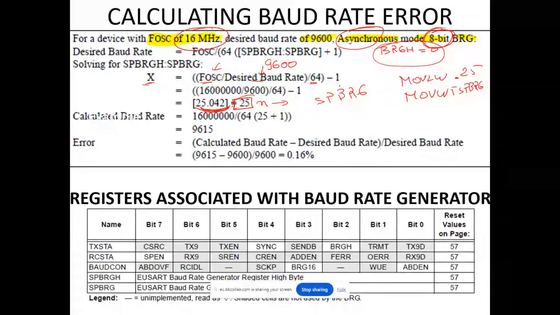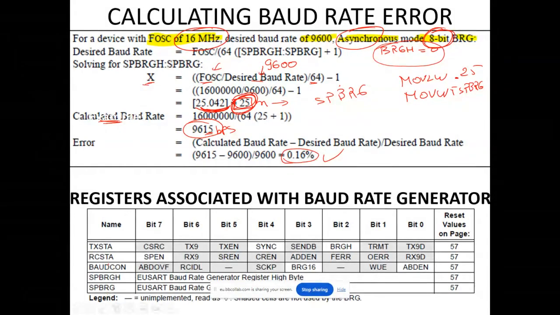Okay, so now we selected n equals 25. Let's calculate now the baud rate with this n, because we didn't select 25.042. We selected 25. So if you select the 25, you can calculate again the baud rate by using the same formula. You find here 9615 bits per second. So here we have just an error of 0.1%. So this is okay.